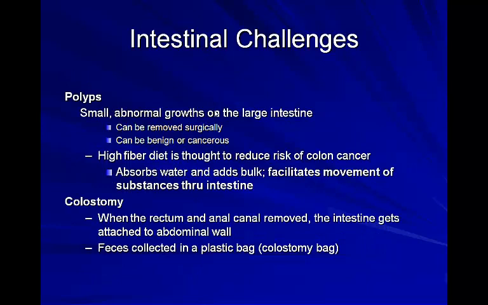Polyps, these are abnormal growths that occur typically on the large intestines. You can see them other places, but usually we see them on the large intestines. Again, they can be removed surgically. Some of them are just benign, but they can be cancerous. But again, polyps tend to be found more in people who have a low fiber diet. So having a high fiber diet reduces the risk of polyps and reduces the risk of colon cancer.